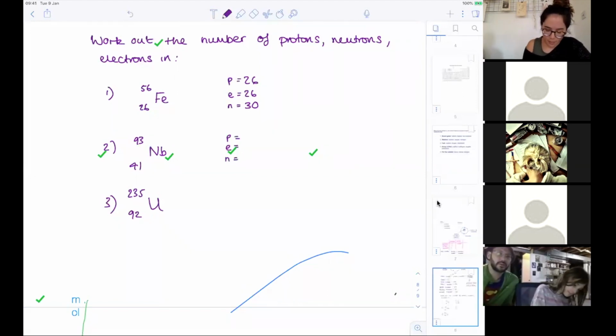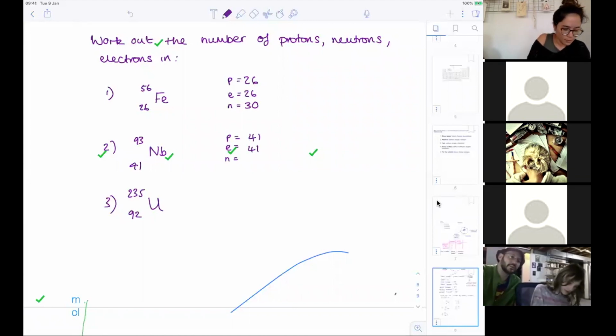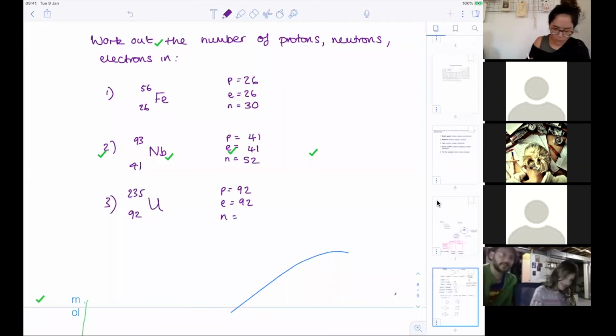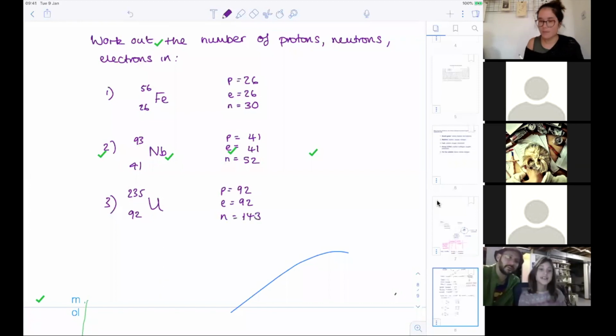Okay, next up, our proton number is 41. Our electron number is 41. Our neutron number is 52. And then for uranium, our proton number is 92, electron number is 92, our neutron number is 143.